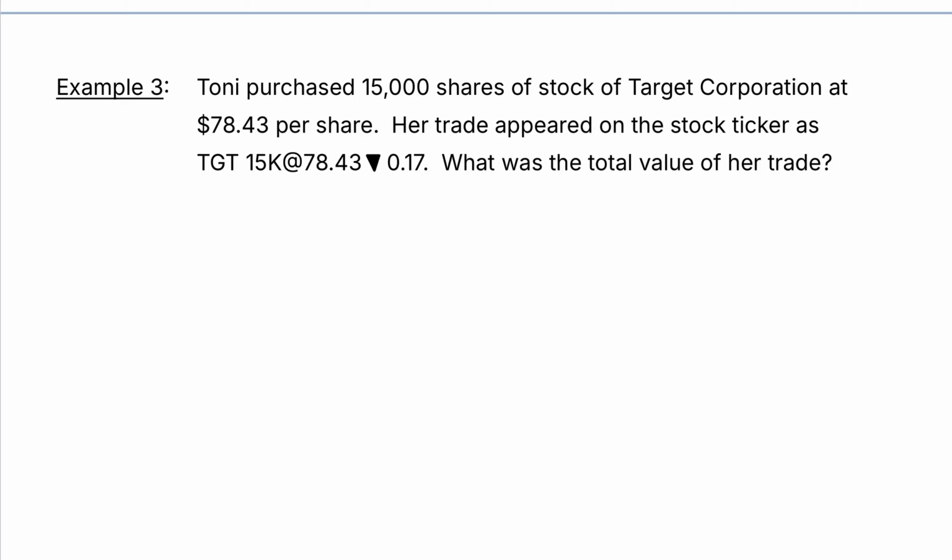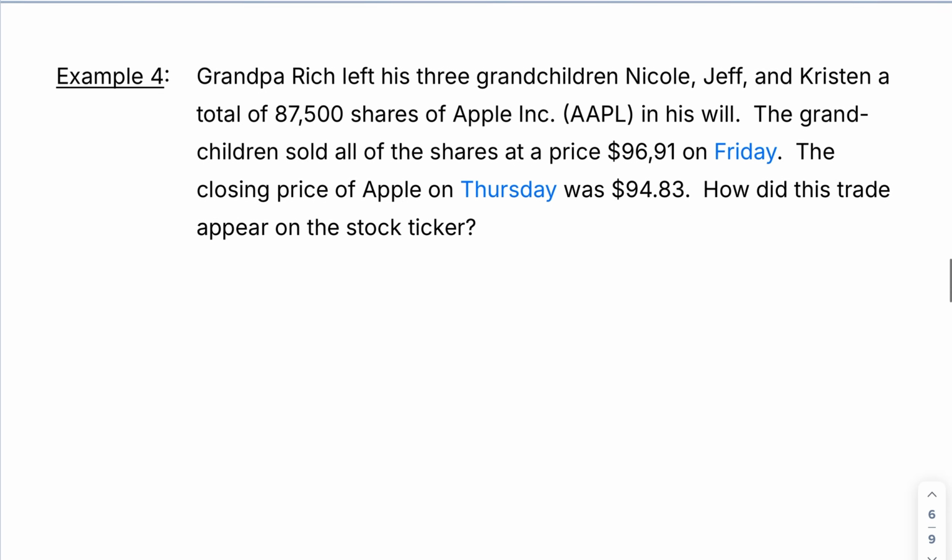All right, so to calculate this, it's fairly straightforward. You're going to take 15,000 shares, and you're going to multiply that by $78.43. And multiplying that out, you would get $1,176,450. All right, let's take a look at the next example.